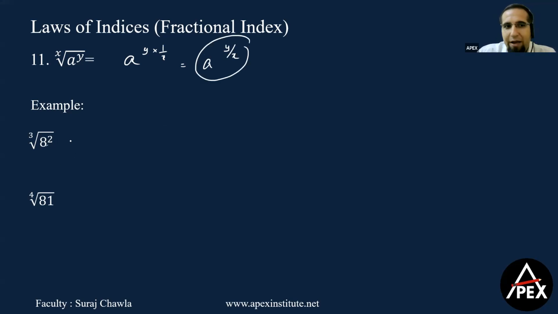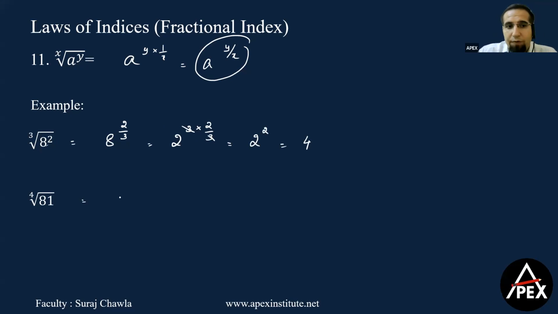So 8 square and 2 cube, this can be written as 8 to the power 2 by 3. Now further 8 can be written as 2 cube to the power 2 by 3. 3 and 3 gets cancelled. So you have a 2 square and a 2 square becomes 4.